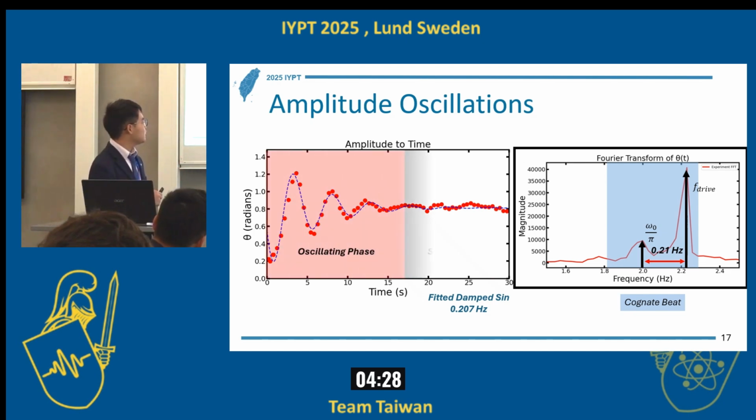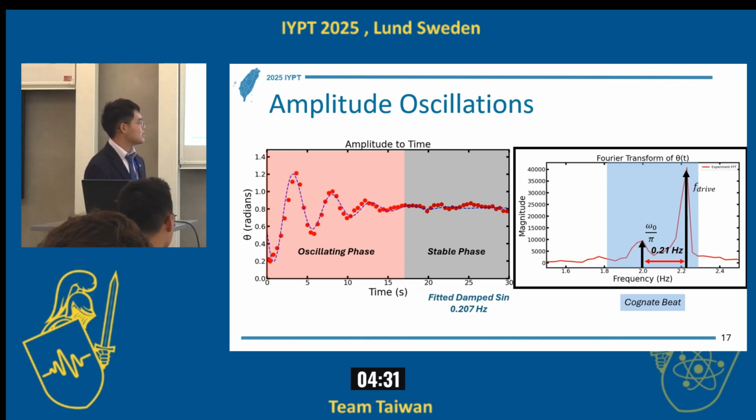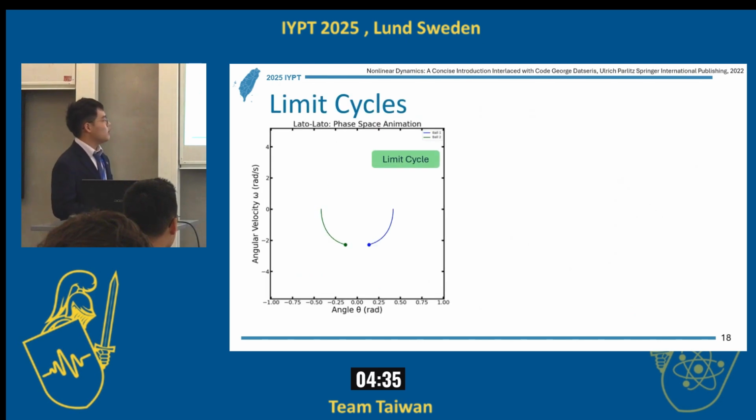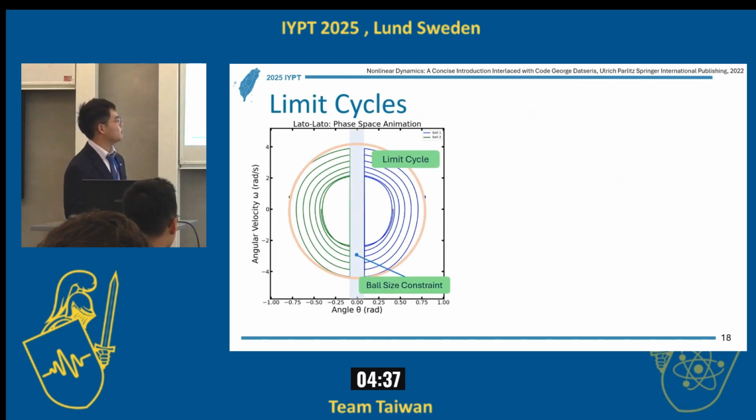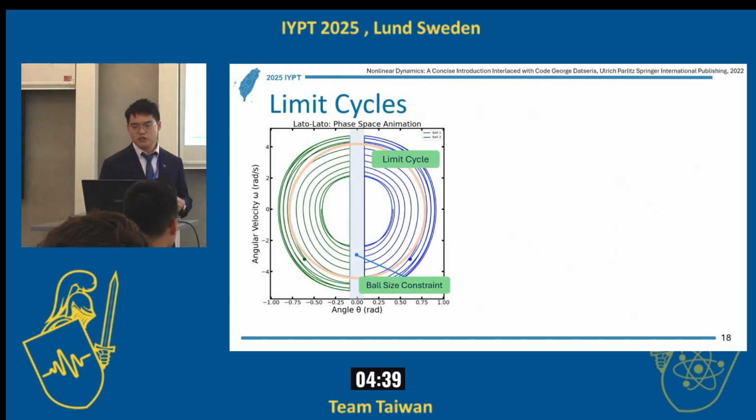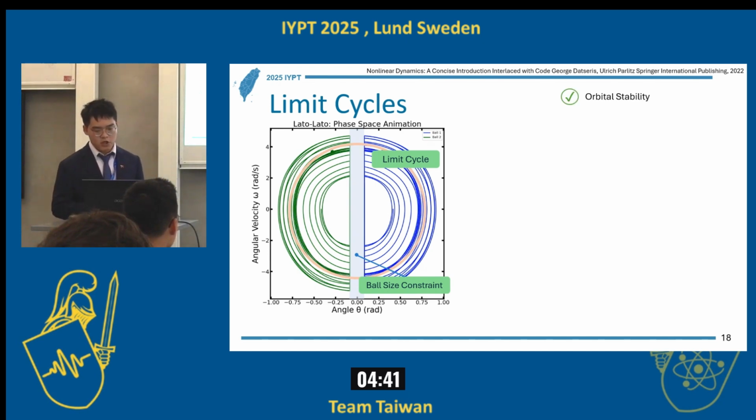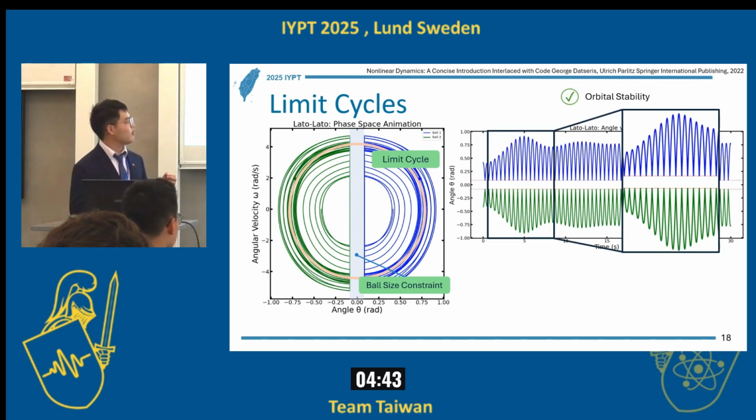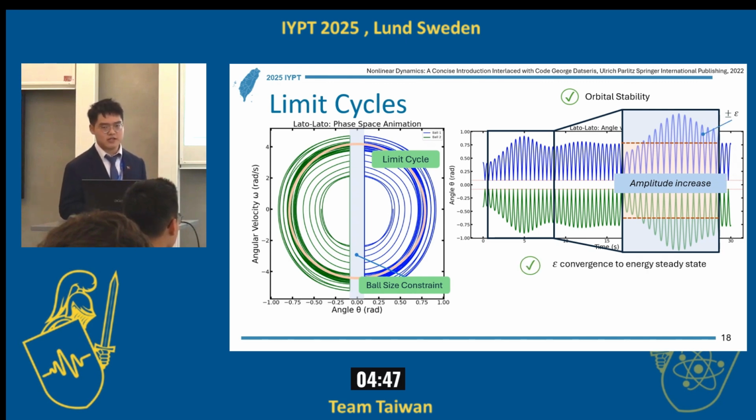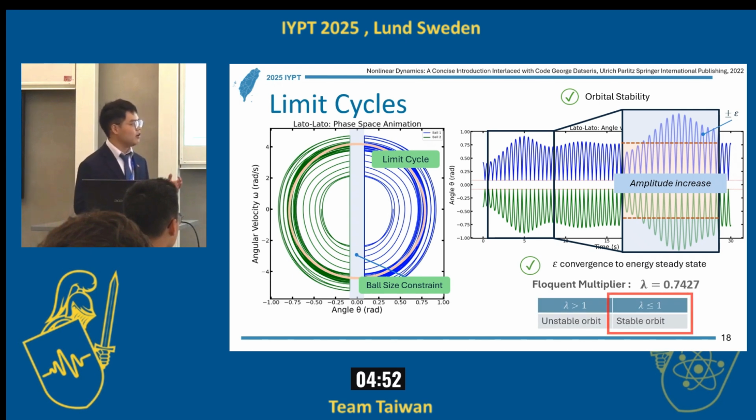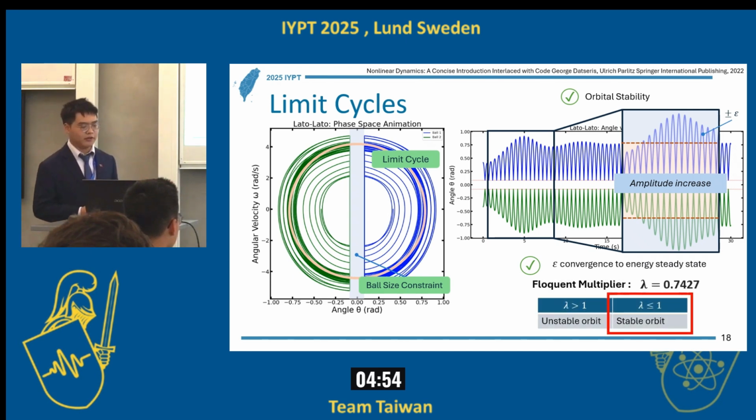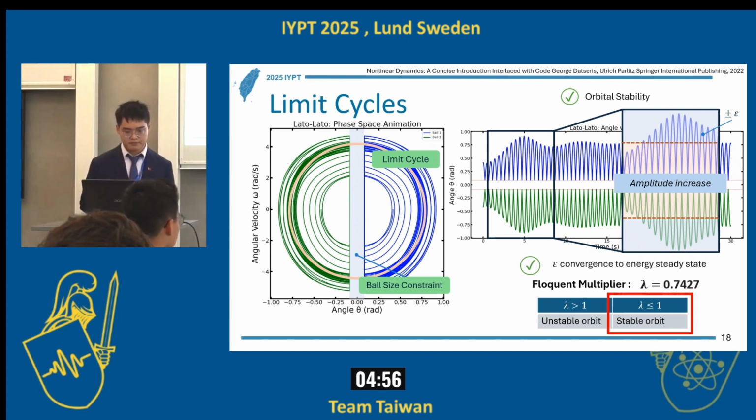We can then classify the two phases as the oscillating phase and the stable phase. Plotting the phase space diagram, we can see a limit cycle forming. This demonstrates the orbital stability of the system, where the amplitude increases with a plus and minus epsilon, as the epsilon will converge to the energy steady state that I have previously mentioned. We are also able to obtain a Floquet multiplier smaller than 1, indicating a stable orbit.